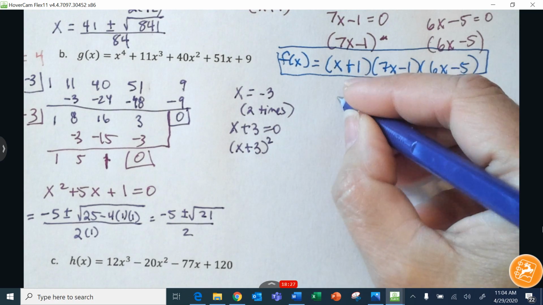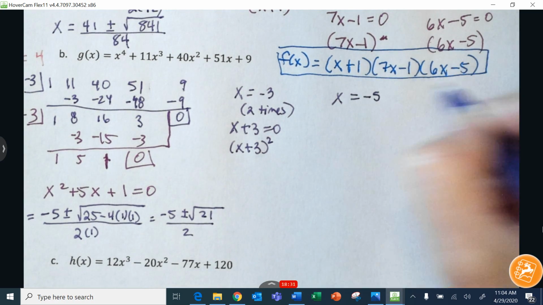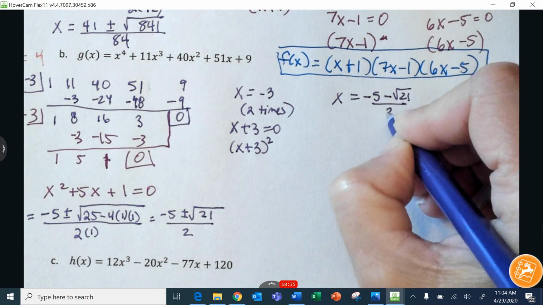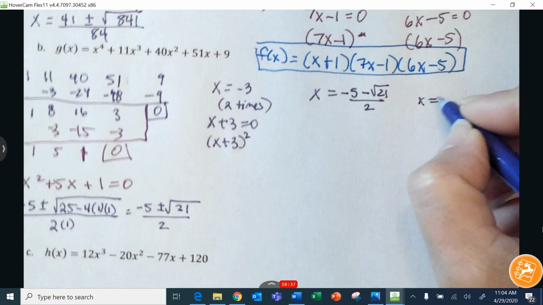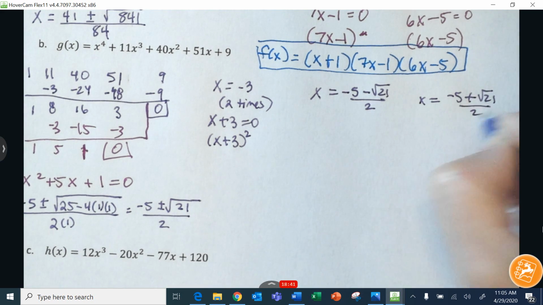And then we also have x equals negative 5 minus square root 21 all over 2. We also have x equals negative 5 plus square root 21 over 2.